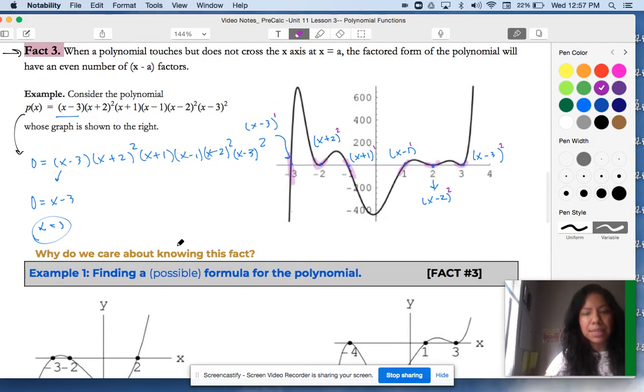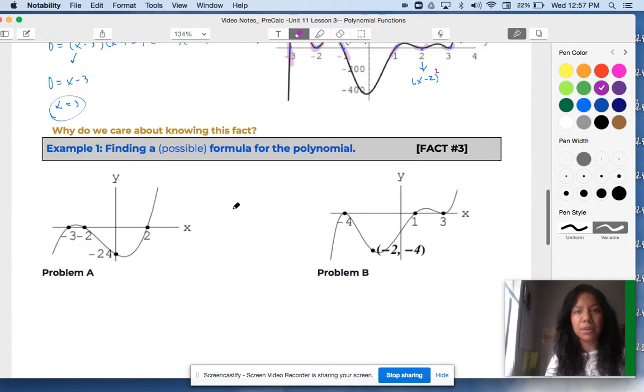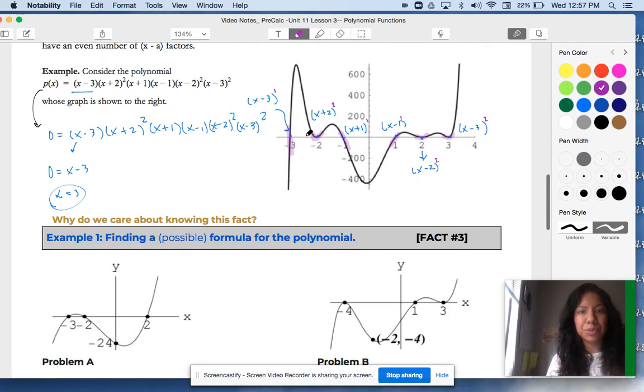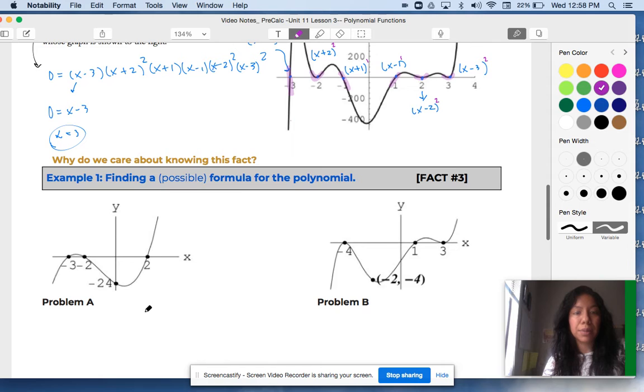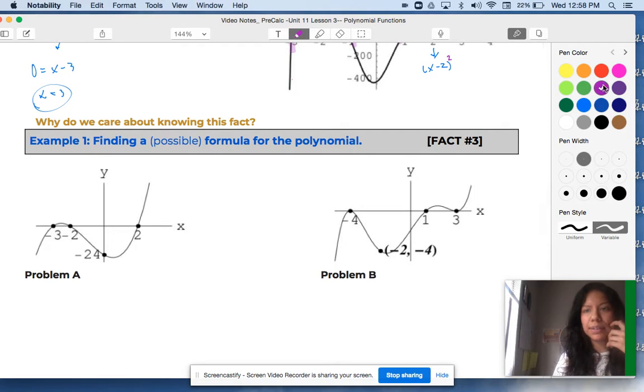Now, why do we care about this? The goal is to write a formula from a graph, and being able to understand how to read the graph in terms of factors and even or odd powers is going to help you write that formula. So here, let's focus in on what we know.